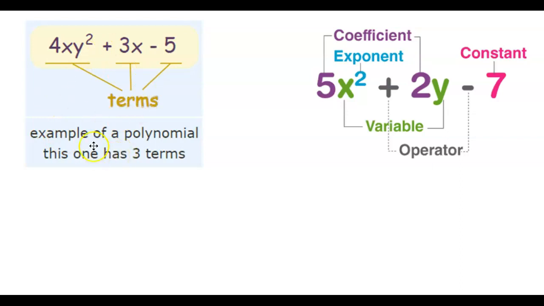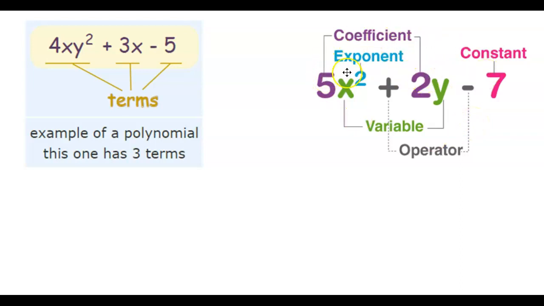One of these pictures talks about the number of terms. This is an example of a polynomial. This one has 3 terms. This is a specific type of polynomial called a trinomial. What is a polynomial? Well, we're going to get to that definition in a second. Here's another picture that I found online that I thought was pretty useful.